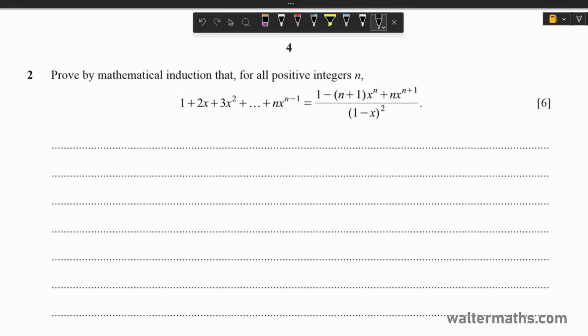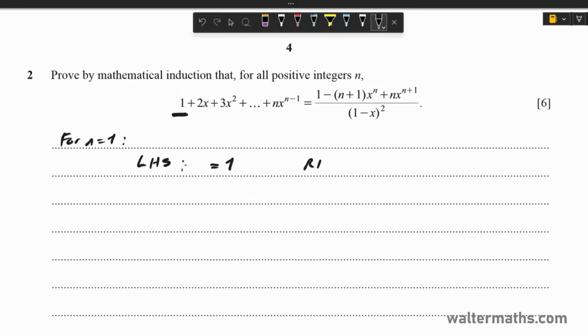All right, so we're going to start by proving for n is equal to 1. So when n is equal to 1, the left hand side will be such that we will only be talking about the first term. Remember, n gives us like the number of terms, like which term it is. So when we say n is equal to 1, we only mean the first term in this series. So the left hand side is equal to 1.